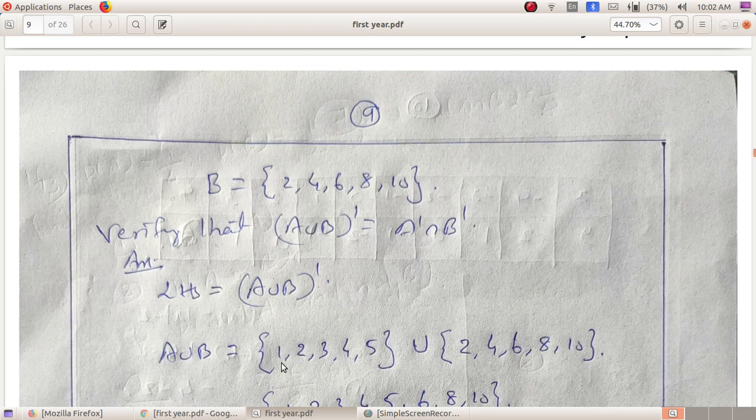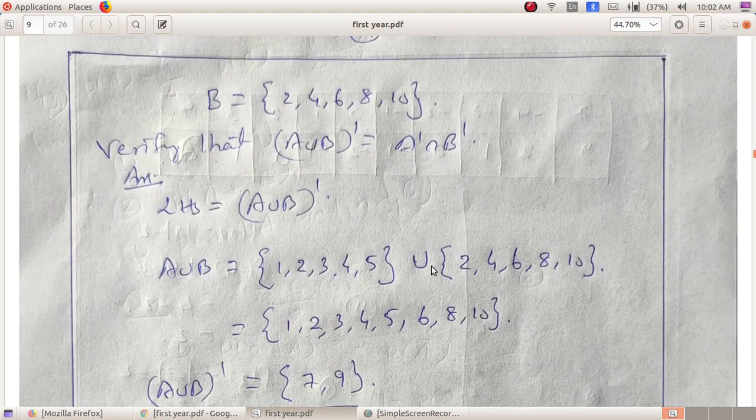What is A here? A is 1, 2, 3, 4, 5. B is 2, 4, 6, 8, 10. And what is A union B? Write all elements of these two sets, A and B. 1, 2, 3, 4, 5. Then again 2 is not needed because 2 is already here, and 4 is not needed. 6 is needed, then 8, 10. So repetition is not needed for finding A union B. So A union B is equal to {1, 2, 3, 4, 5, 6, 8, 10}.